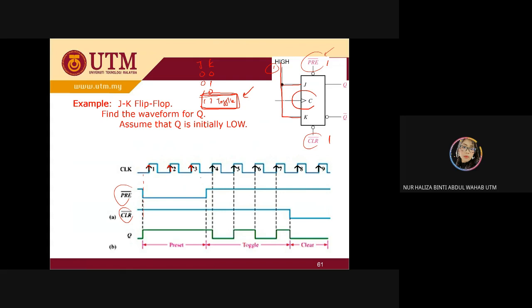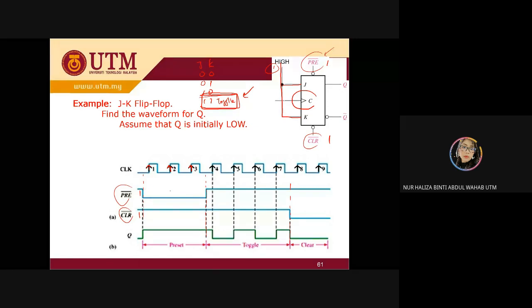Pre is changed here. Pre is changed here. And no change. And clear is changed at this side only. Okay, done. I'm going to fill in the value. Here will be 1. This one is 1. Of course, this is the initial point, nothing happened. And then here will be 0.